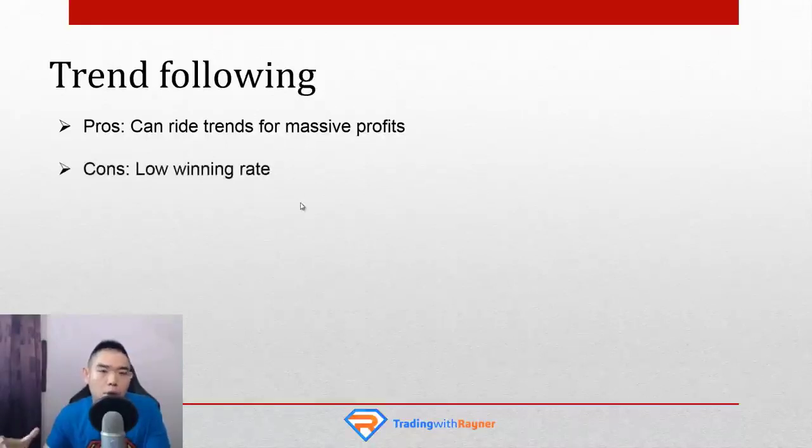The downside to it is a low winning rate, because you're always trying to ride the trend using a trailing stop loss. You will only exit the trade after the market has moved against you. So this usually results in a lower winning rate compared to a swing trader. So really, it depends on the type of person you are.